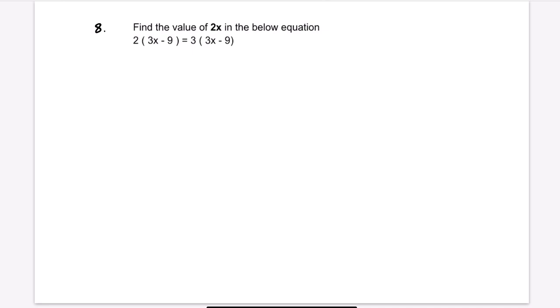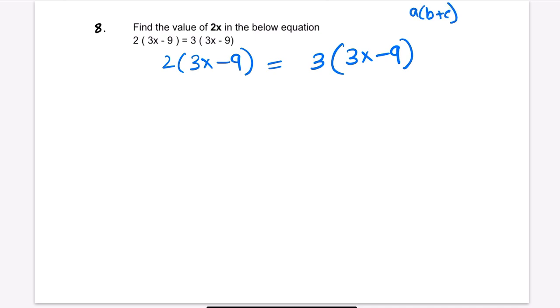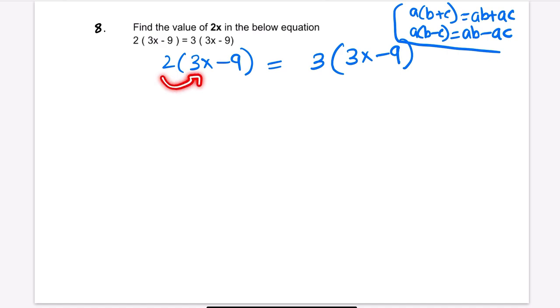Okay, let's take this equation. We are given 2 times (3x minus 9) is 3 times (3x minus 9). And again, we have to use the distributive property. As a reminder, the distributive property says a times (b plus c) is a times b plus a times c, and a times (b minus c) is a times b minus a times c. That's the distributive property rule in algebra. So let's take this 2 and multiply with each term inside. Let's take this 3 and multiply with each term inside the parenthesis.